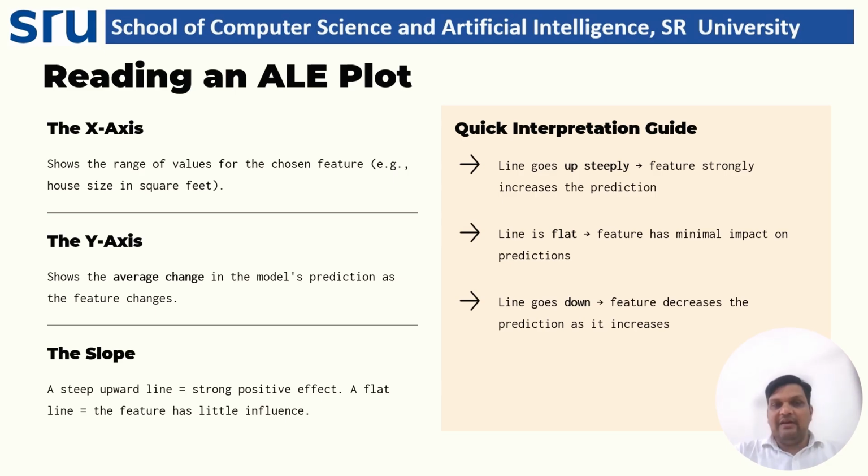Quick interpretation guide: if the line goes up steeply, the feature strongly increases the prediction. If the line is flat, the feature has minimal effect on the prediction. If the line goes down, the feature decreases the prediction as it increases.